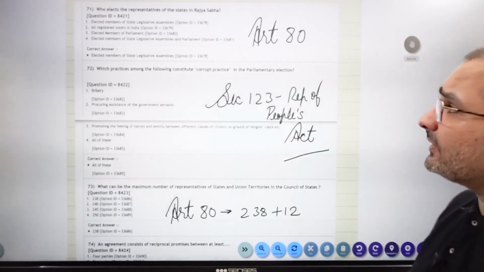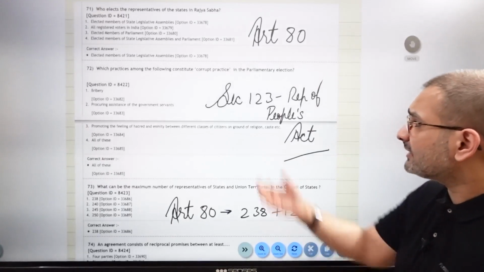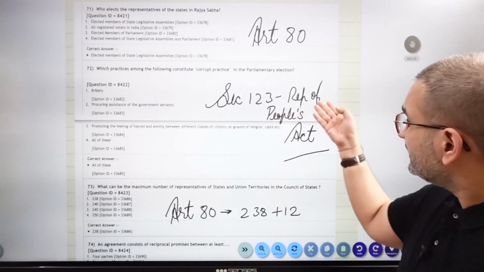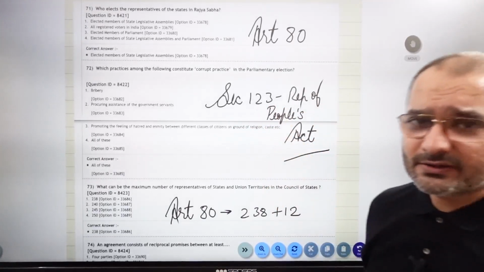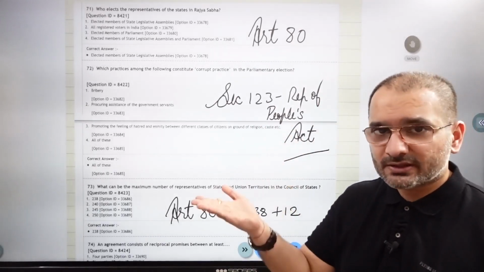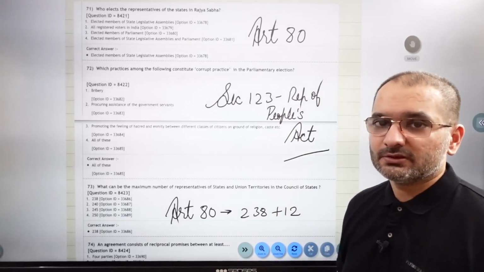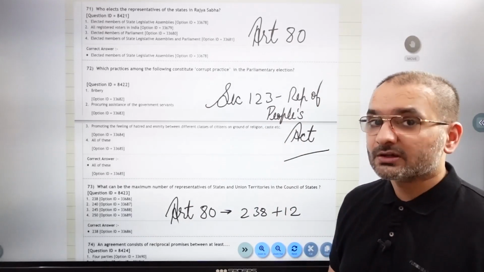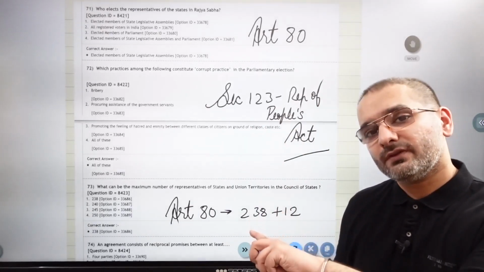Which practices among the following constitute corrupt practice? Corrupt practice is defined in Section 123 of the Representation of People Act. Article 123 of the Constitution states what? Ordinance. Article 143 states what? Presidential reference, or the advisory jurisdiction of the Supreme Court.